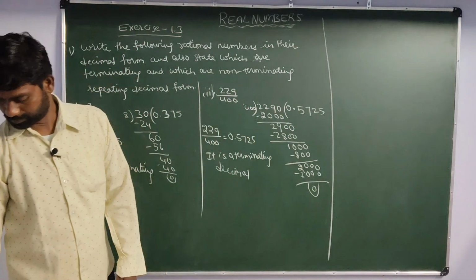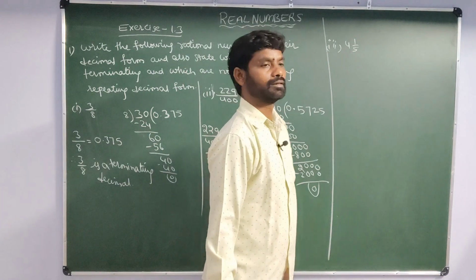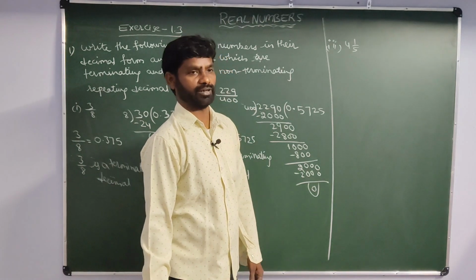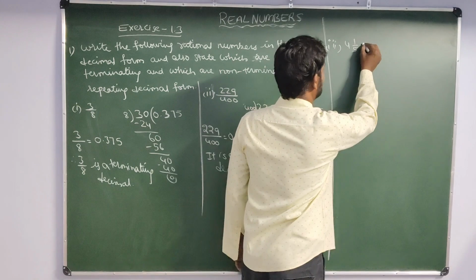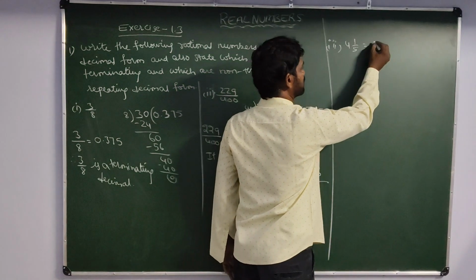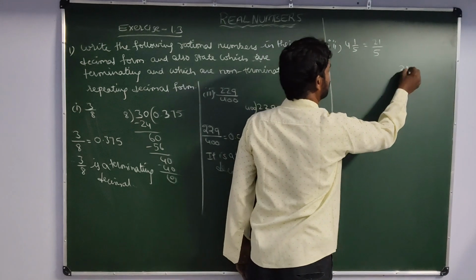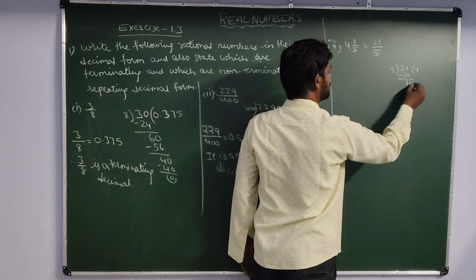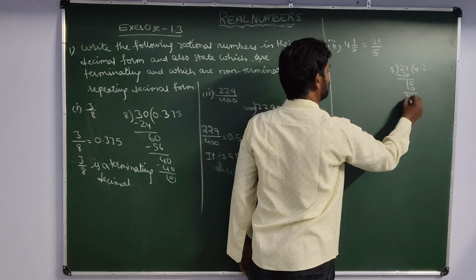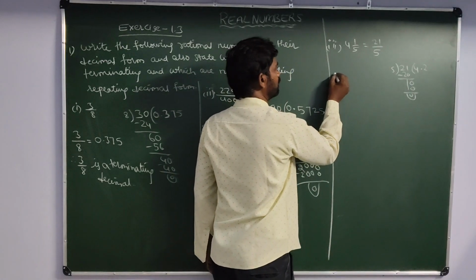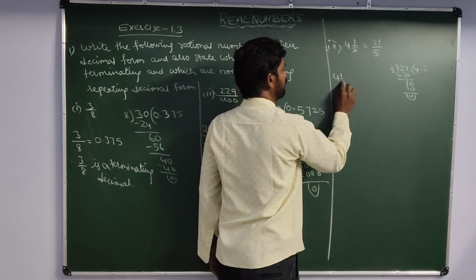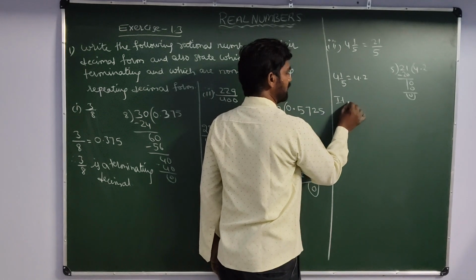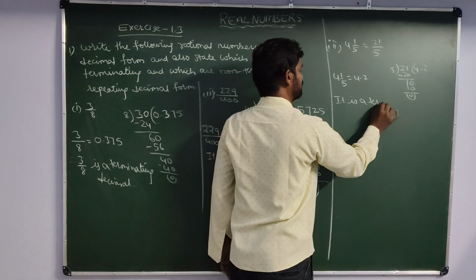Next question. It is given the mixed number 4 1 by 5. That is equal to 4 fives are 20, 20 plus 1, it is 21, so 21 by 5. Now divide 21 by 5. 5 fours are 20, 1.0. 5 twos are 10. So 4 1 by 5 is equal to 4.2. So it is a terminating decimal.